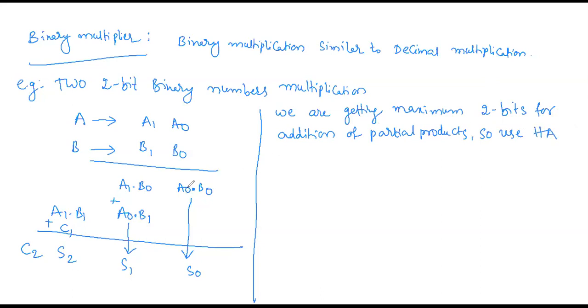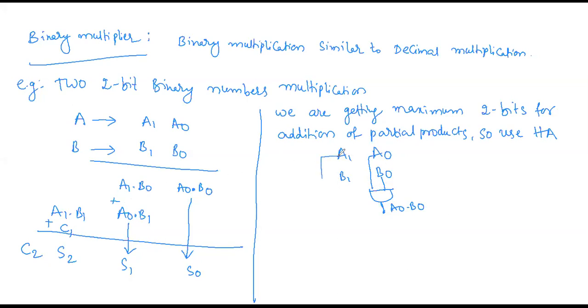And see here, we need to produce A0 into B0. Into means AND gate. Product is nothing but AND gate. So take A1, A0, B1, B0. Now first to create the partial product A0 B0, apply A0 and B0 to an AND gate. It will produce A0 into B0.